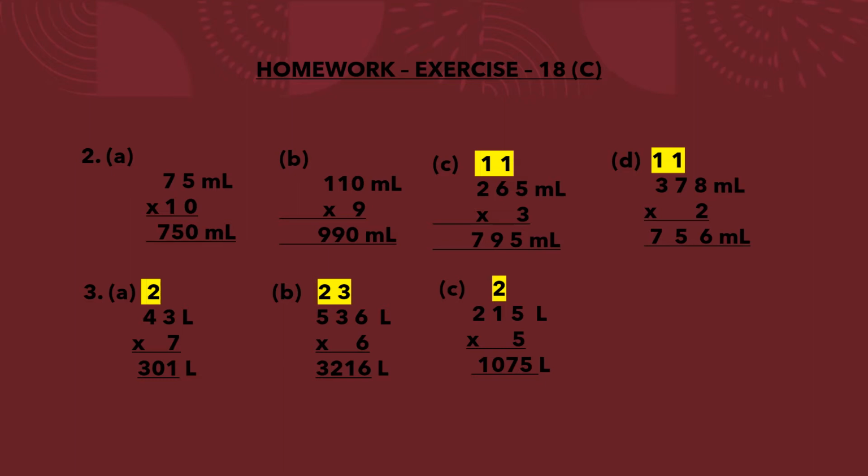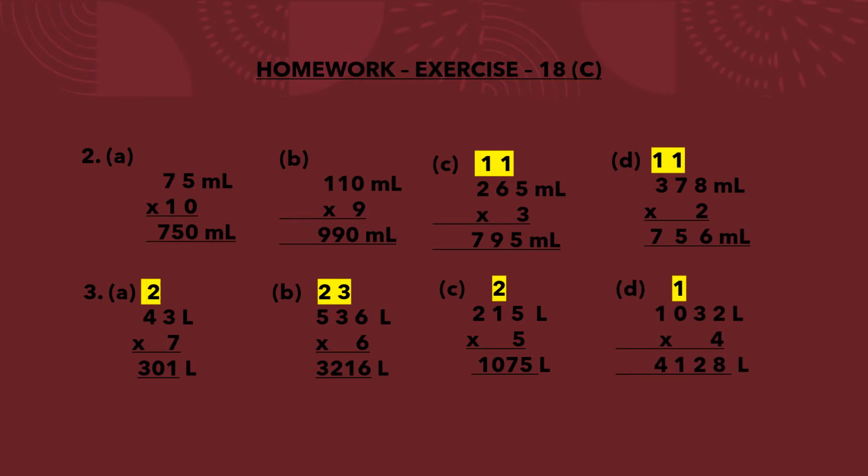C part, 215 liters multiplied by 5. Now 5 5s are 25. So 5 you will write in the answer part and 2 as carry. Then 5 ones are 5 plus 2 is 7. Then 5 twos are 10. So total answer is 1075 liters.